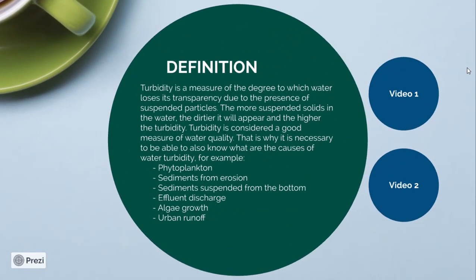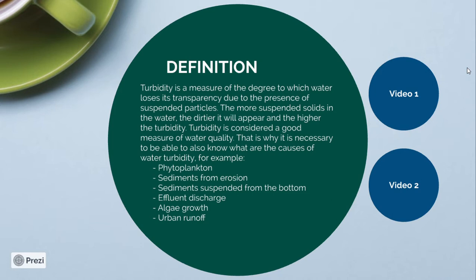Definition: turbidity is a measure of the degree to which water loses its transparency due to the presence of suspended particles. The more suspended solids in the water, the dirtier it will appear and the higher the turbidity. Turbidity is considered a good measure of water quality.